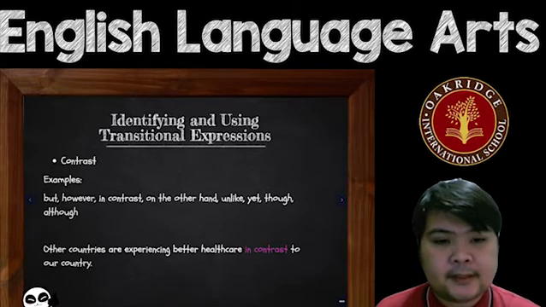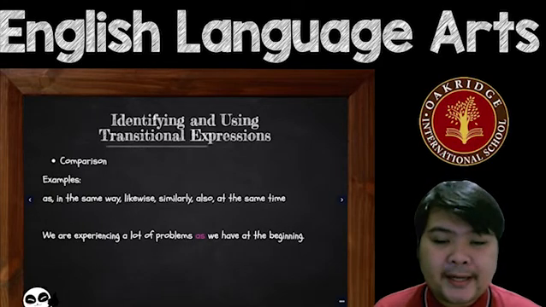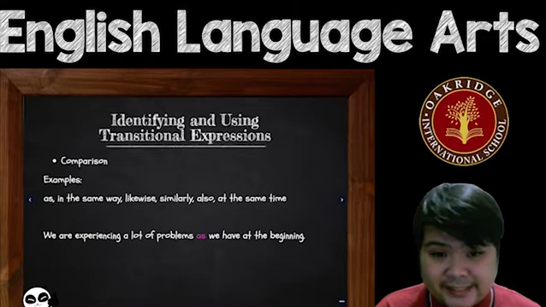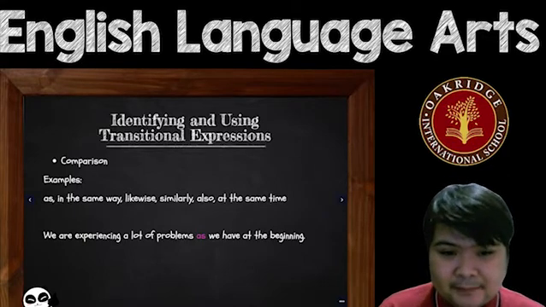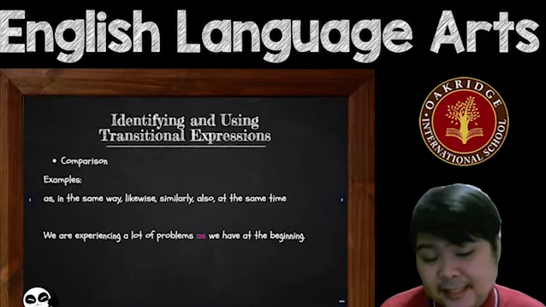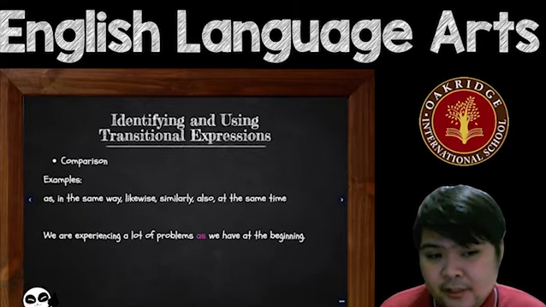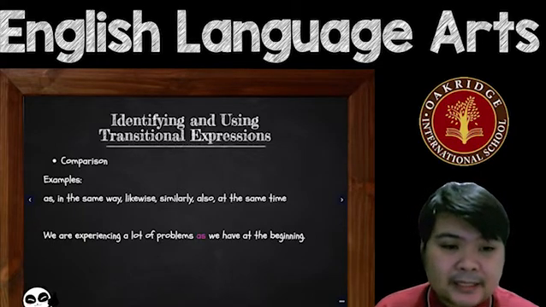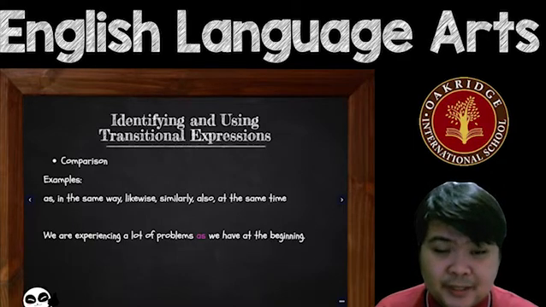Next, we have comparison. Unlike contrast, comparison is you're showing similarities. For example, you have as, or in the same way, or likewise, or similarly, also, at the same time. These are different transitional expressions to show that there's something similar.